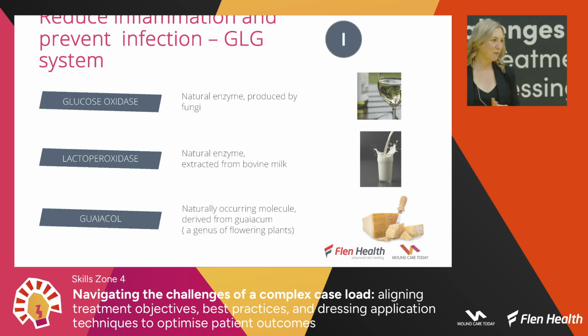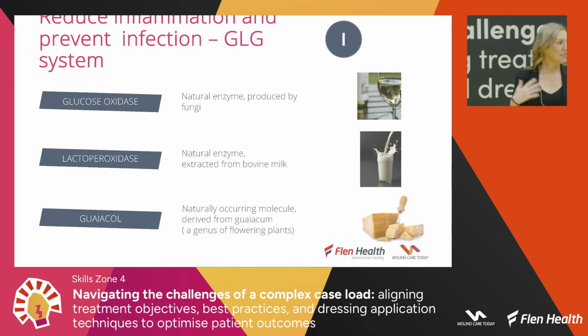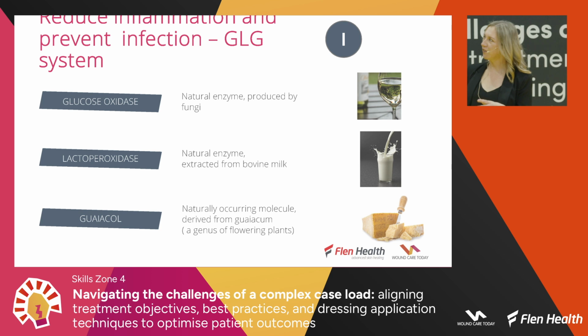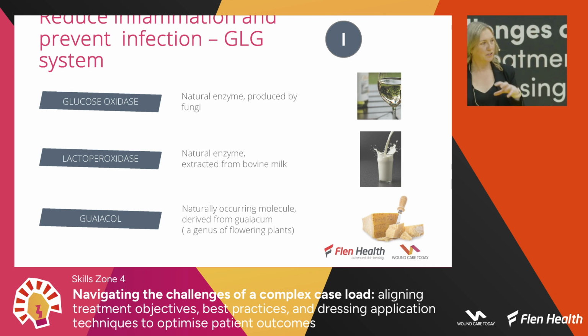The enzymes. Now obviously we don't put wine and cheese and milk on someone's leg, but the enzymes, this is just to show where they're taken from. So we get the glucose oxidase from fungi. It's also used in things like wine. It's used in everyday products. Lactoperoxidase is taken from milk, and it's actually used in long life milk to help prolong the life. Guaiacol is just a small protein that we help to pull everything together. But it's in things like Parmesan cheese. So it's quite natural products that we're putting on the wounds, but it's quite powerful at killing the microbes that come in contact with it.